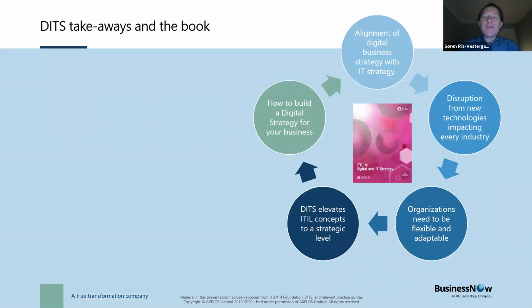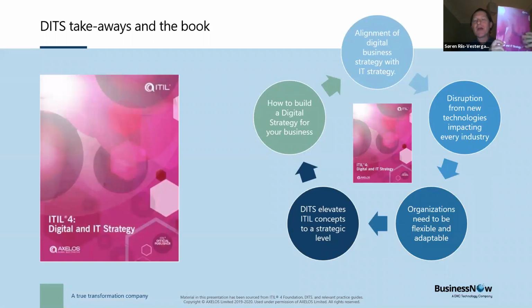Okay, so the content that you will be presented with today is from this book, the Digital and IT Strategy book. This is actually quite an easy read for most people. It's absolutely non-technical. As Jakob said, it's about how we can digitally transform an organization, how we can align digital business strategy with the IT strategy and all of that as part of the overall strategy for the company.